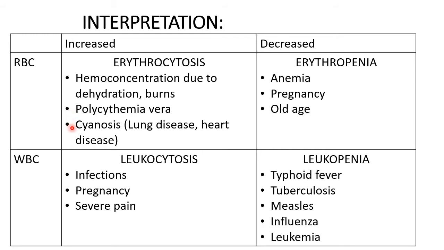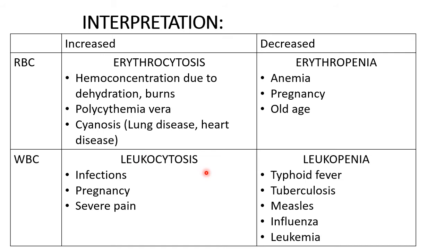In cyanosis naman, no? Bagsak ang levels of your oxygen maybe due to lung disease or heart disease. So, kailangan mag-compensate ni bone marrow, no? To bring the oxygen up to the normal level. Decreased RBC is termed as erythropenia. Overview lang ito, no? Babalikan naman natin to lahat next semester. Okay, most common cause of your decreased RBC is the anemia. May physiologic RBC loss in pregnancy and old age.